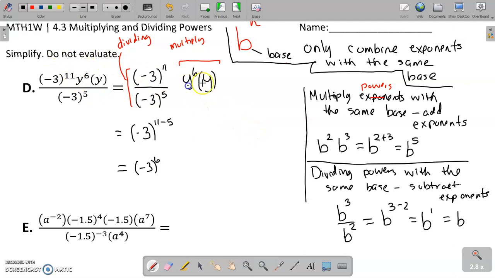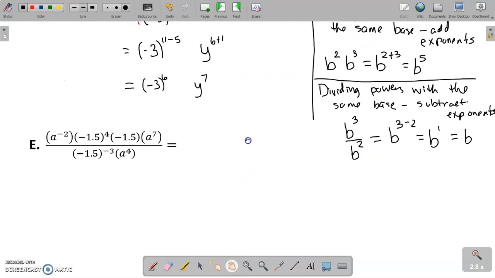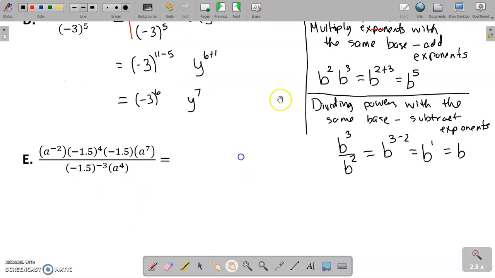Now here, y's, written like this, they're multiplying. So we're going to apply this rule. We're going to add the exponents. So this would be equal to y to the power 6. What's the exponent if you don't see one? That's right, it's 1. So 6 plus 1. So that would be equivalent to y to the power 7. Okay. And if you have questions about any of these, please let me know and I can help. All right. I'm going to leave these rules written here as we look at this one.